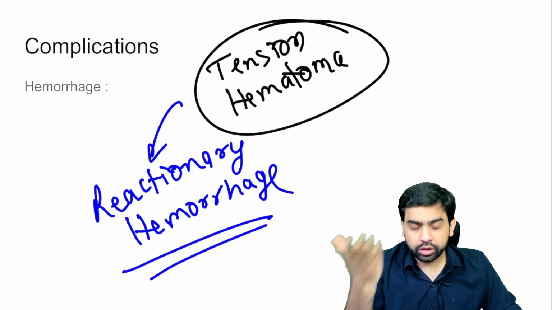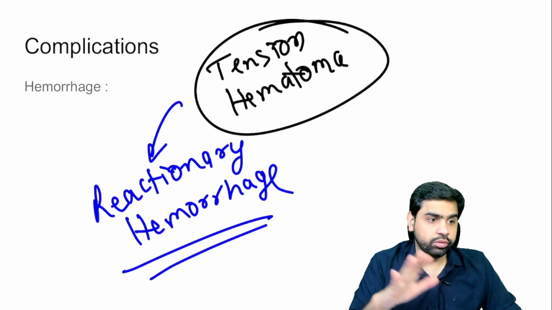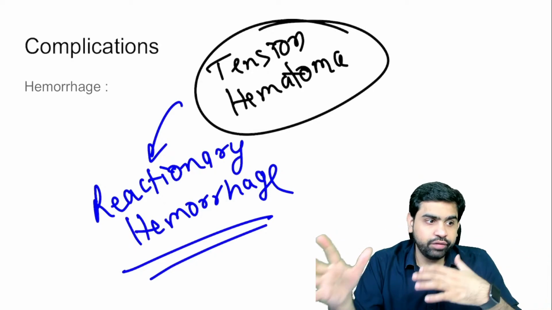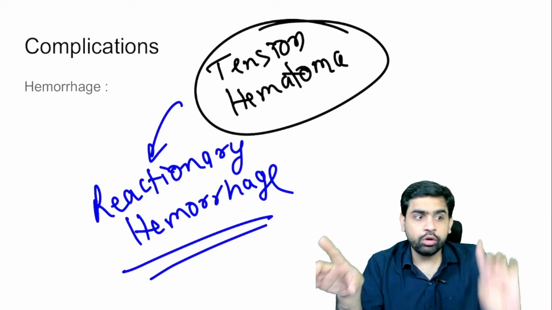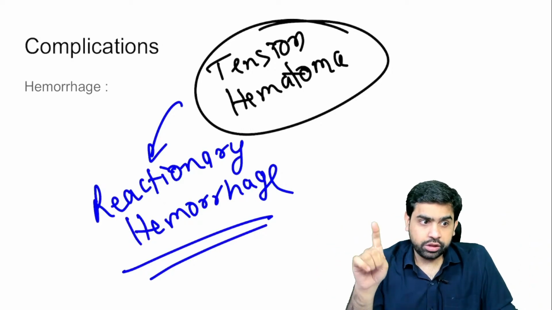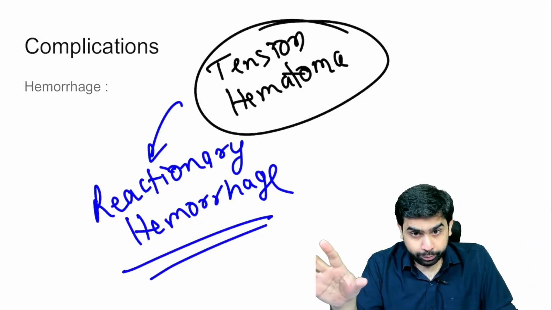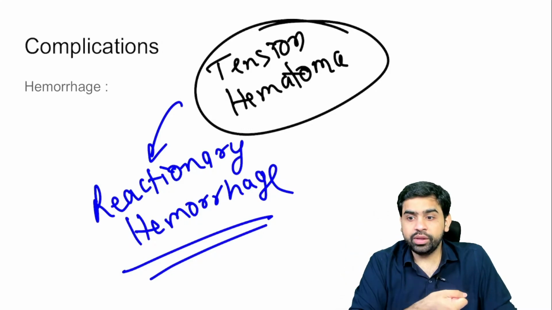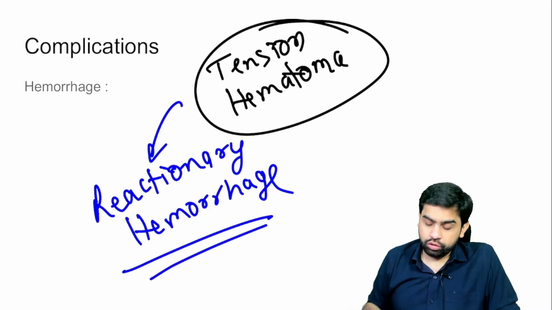And yes, this is usually going to happen within 24 hours. After 24 hours, usually it is because of infection. I hope you've understood this particular point. So this is what is called a tension hematoma, which occurs within 24 hours. That is a reactionary hemorrhage. This is happening because of the slippage of the ligature.